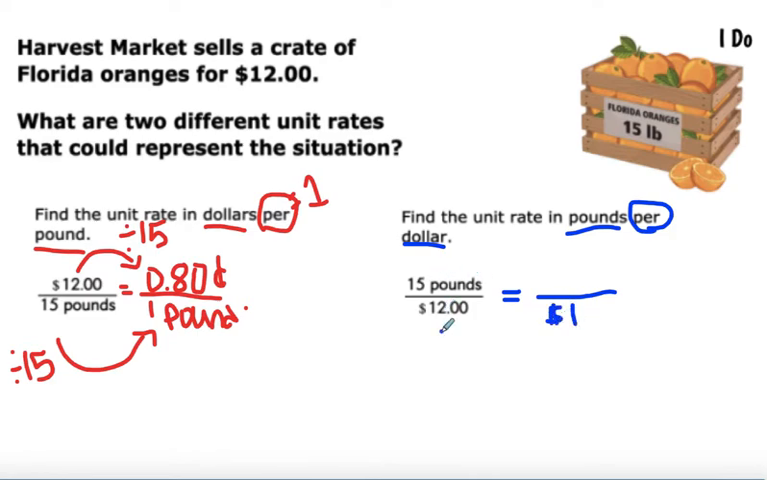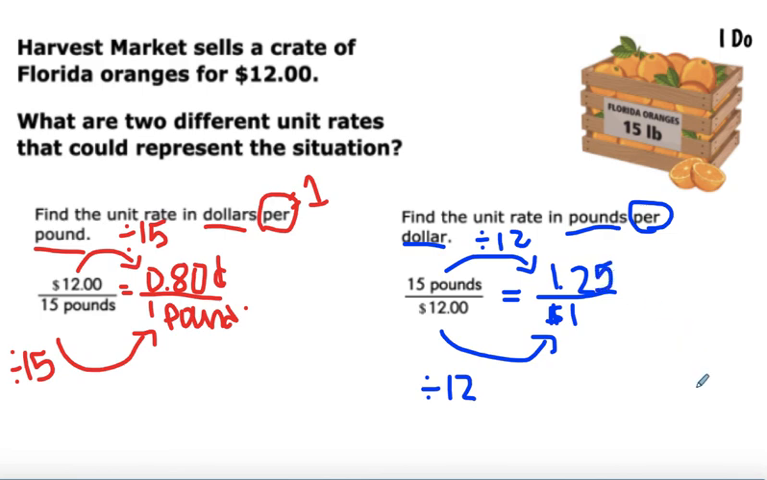Okay, well, how do I scale from 12 to 1? I scale down by dividing by 12. So whatever I do to the denominator, I'm going to do to the numerator. Well, what is 15 divided by 12? You can take a minute, grab your calculator, and plug that in. And when you do so, your final answer should be 1.25. So it's roughly a little over a pound for every dollar. And that is how you would do these two problems.